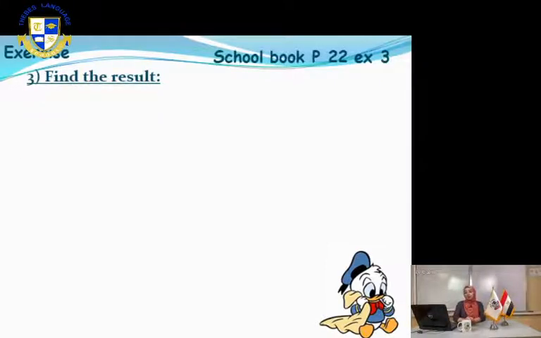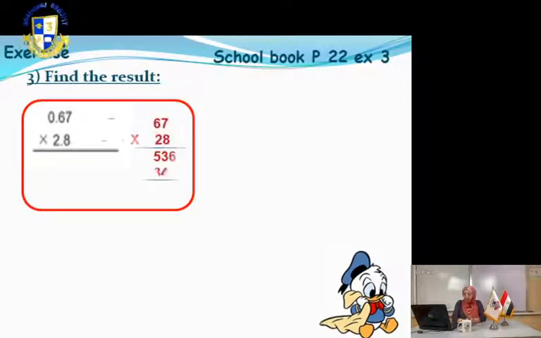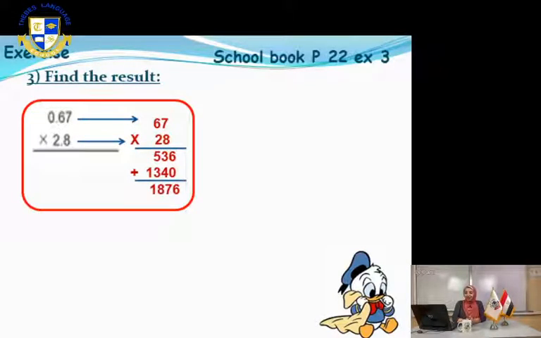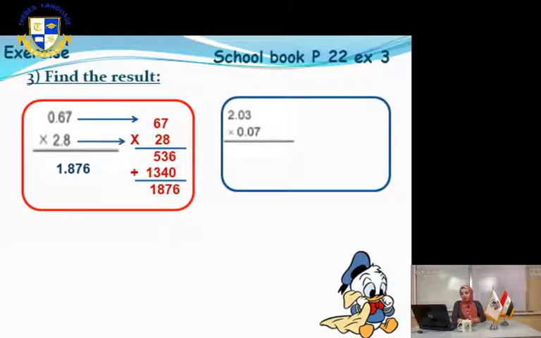Here we have another exercise. Find the result. 0.67 multiply 2.8. We have to get the answer. We have two decimal numbers. Start multiplying the unit, then start multiplying the tens, and add them together. And don't forget putting the decimal point. Okay, the final answer will be 1.876. Okay, the next one, 2.03 multiply 0.07.